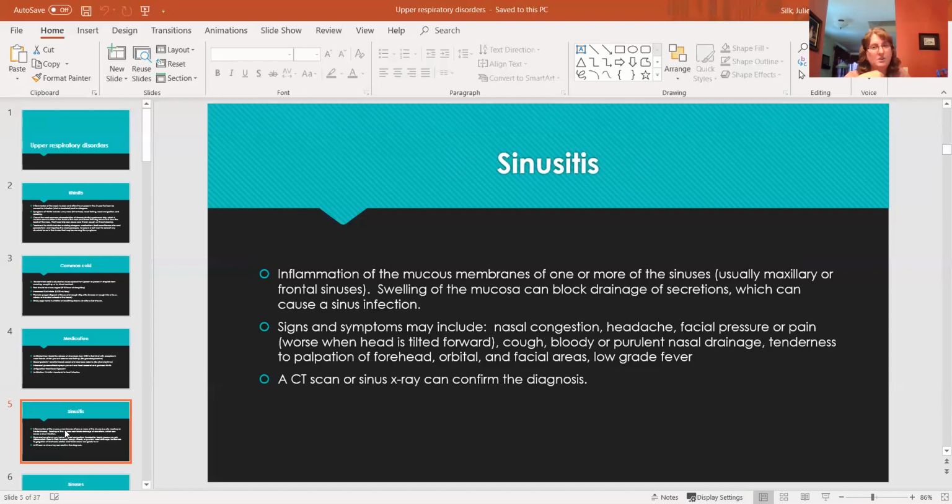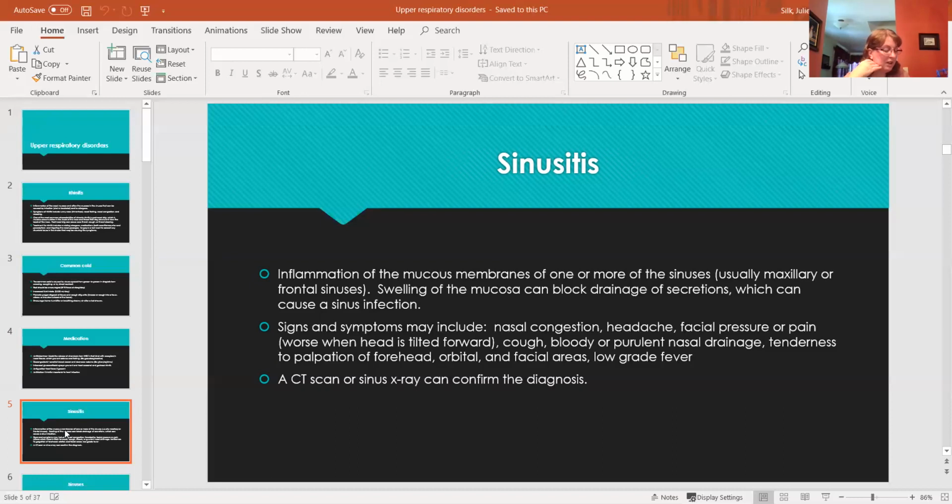So usually sinusitis is going to follow you having a cold. Like you've had a cold and then all of a sudden you get this. So it's an exacerbation of allergic rhinitis, usually about 10 days after, something like that. When the sinuses can't drain, it provides a great place for bacteria to grow. So all that drainage just kind of sits there in your sinuses.